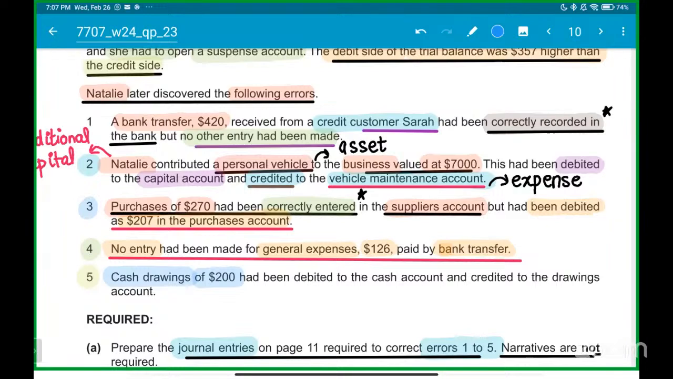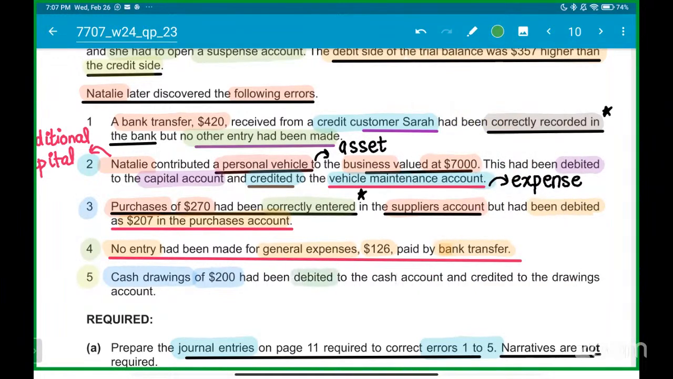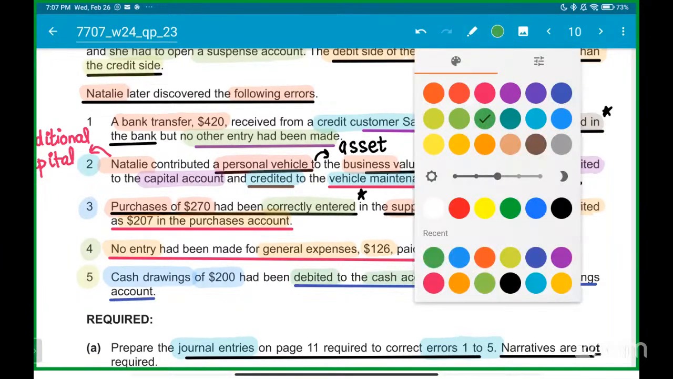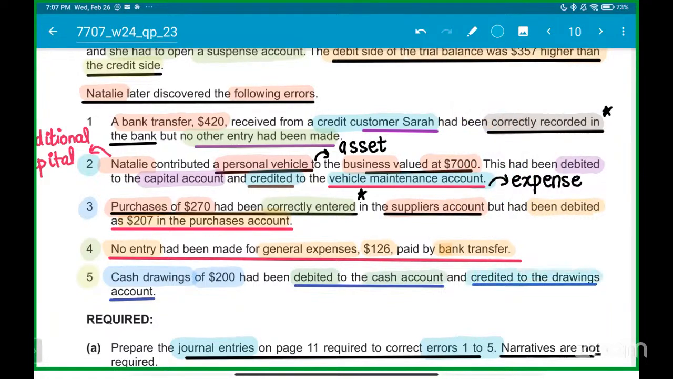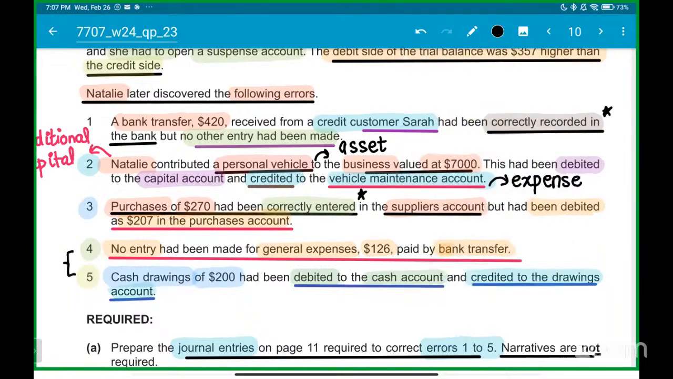Because you are taking out money for personal use, you are taking funds out of the drawer in the cash in hand, so cash should have been credited. So drawings should have been debited and the cash account credited, but they have done the exact opposite. They have debited the cash account and credited the drawings account. That is called an error of complete reversal, when you record a debit as a credit and the credit transaction as a debit.